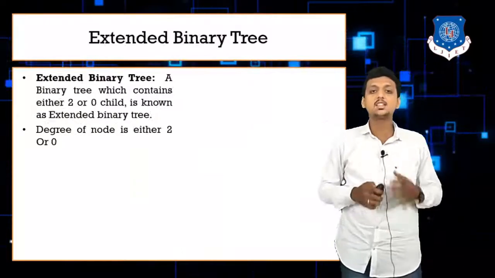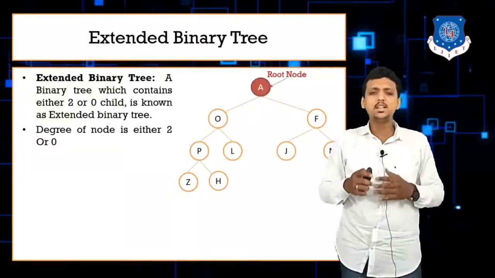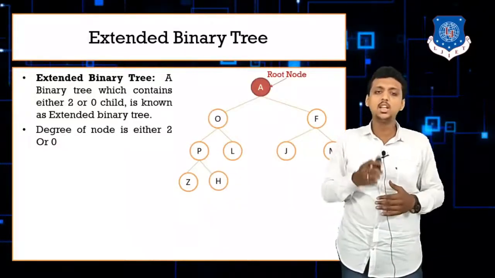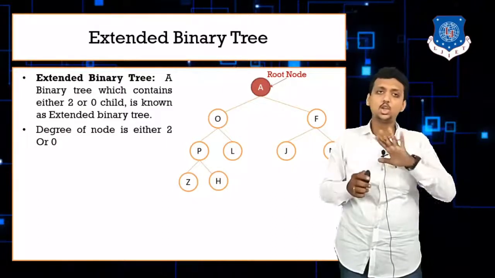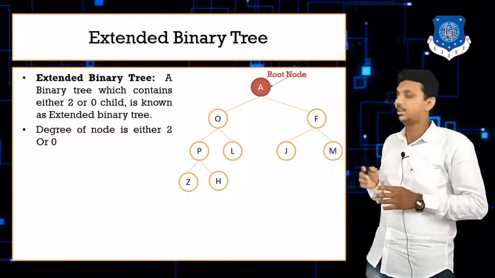Next we have extended binary tree. An extended binary tree is sometimes also known as a 2-tree, where each and every node contains either 2 or 0 children.